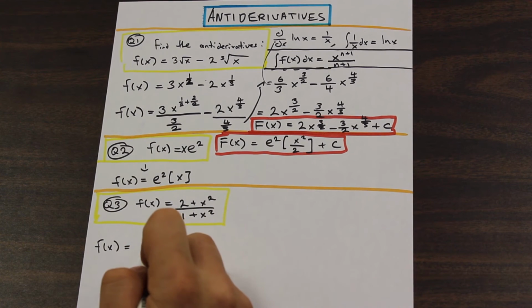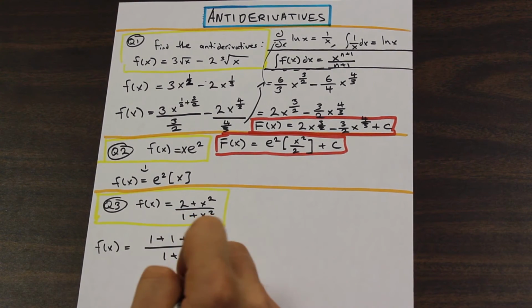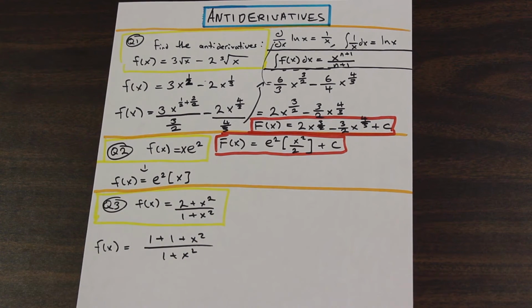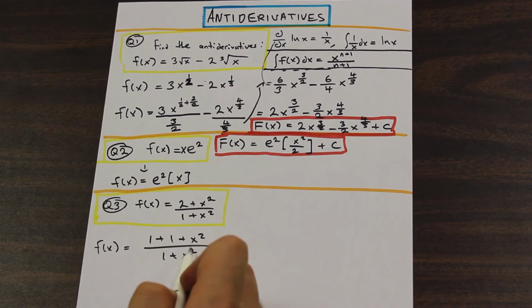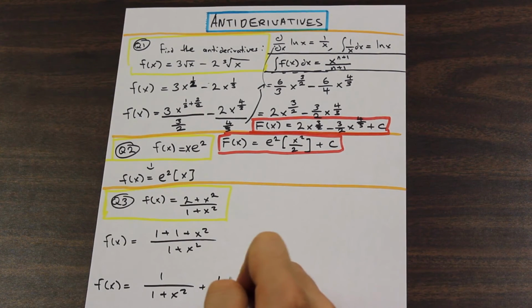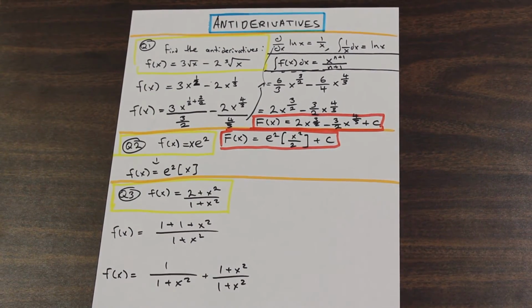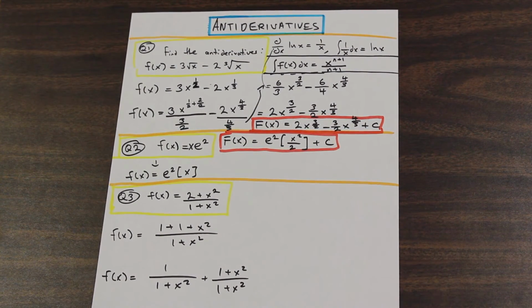So if we take this and turn it into 1 plus x squared over 1 plus x squared, which is the same thing, and we separate this part and this part here, now as you can see, we rewrite it in this way. We are left with two functions that we can easily find the antiderivative of, and I'll show you why.